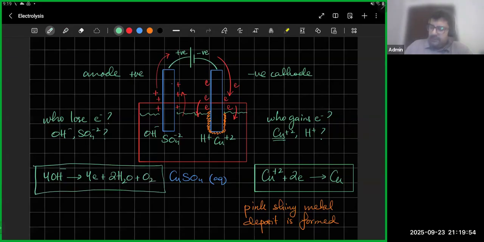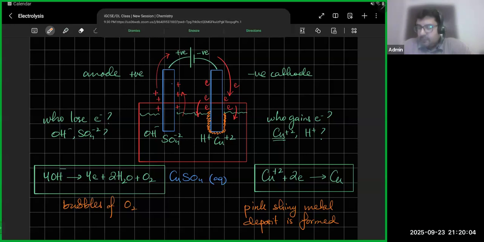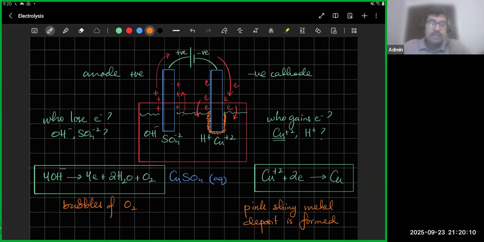So the observation would be that you will see bubbles of O2 gas. If you want to test the O2 gas, what is the test for O2 gas? It relights a glowing splint. So you'll see bubbles of O2 gas.